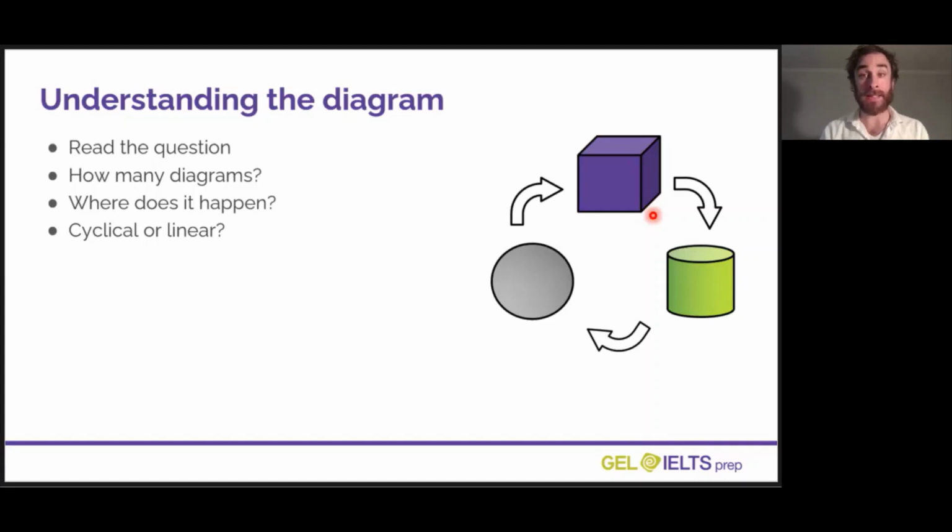This is a cyclical process, so we can't see an obvious start point or an obvious finish point. We need to identify how many stages are in the diagram. So we're only looking for the main stages of the process.